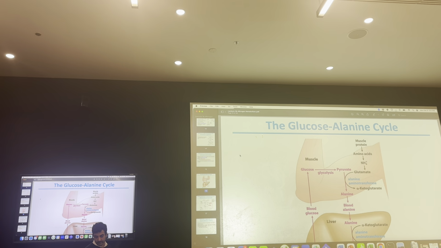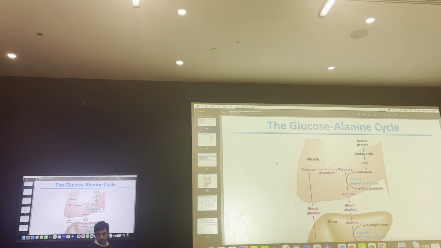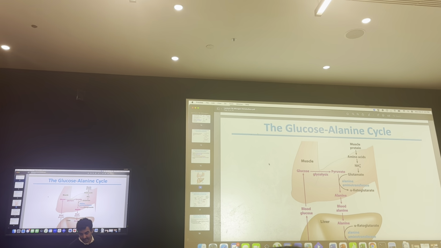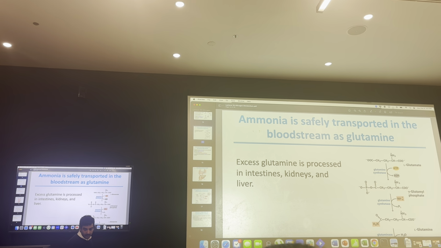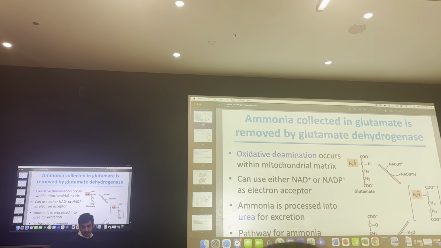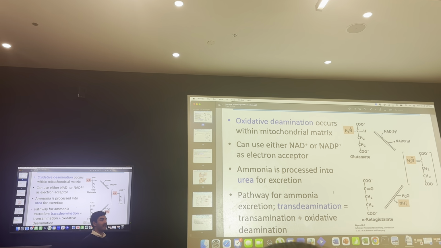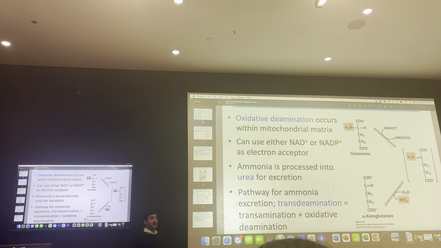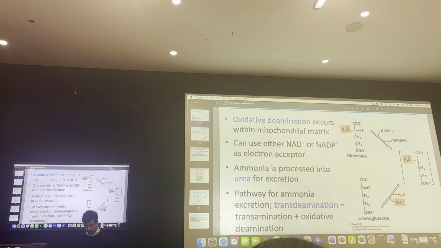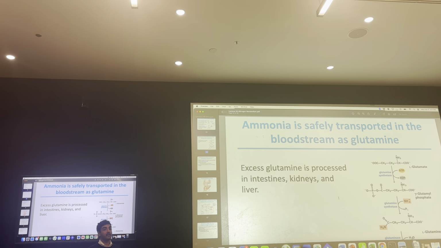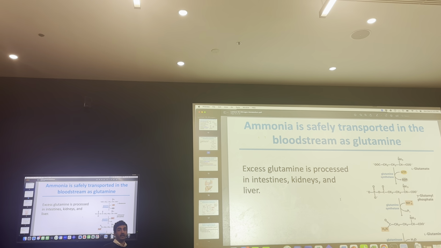Let's go up a little bit. So again, the glucose alanine cycle, or I skipped a couple slides here. Again, this is the general outline of the chemical logic of these oxidative deamination or transamination reactions, which can, for example, be seen in the mitochondria of a hepatocyte.